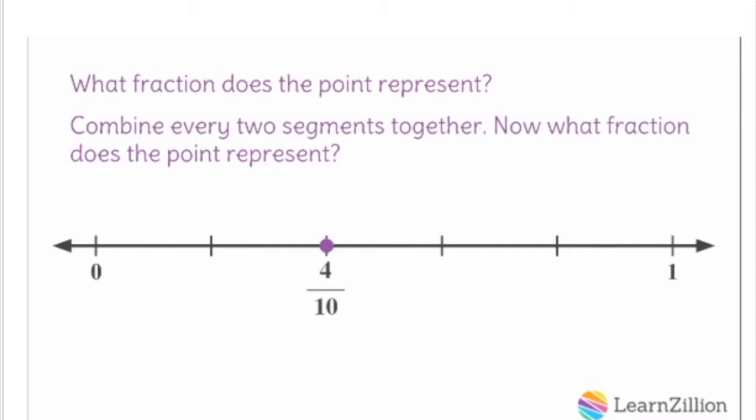So now what fraction does the point on the number line represent? The number line does not have 10 segments to represent one whole. It now has 1, 2, 3, 4, 5 equal segments, which represents fifths. The point is no longer located 4 spaces from 0, but it is now located 2 of the 1/5 distances from 0. So the point represents 2/5. 2/5 and 4/10 are equivalent fractions.